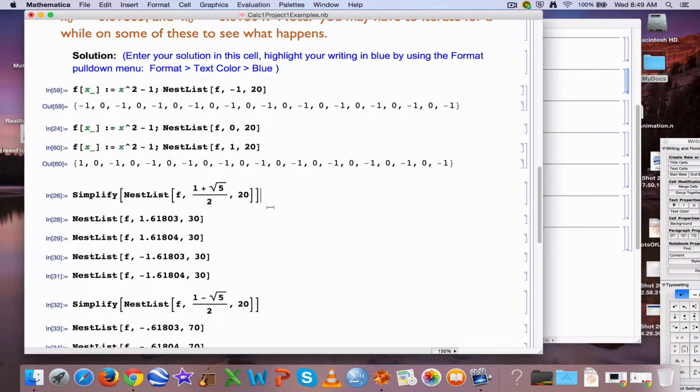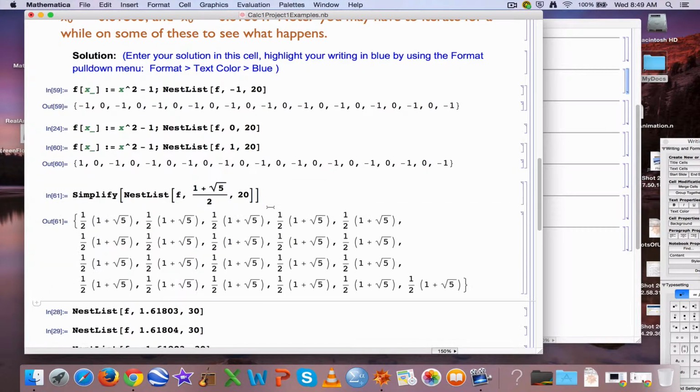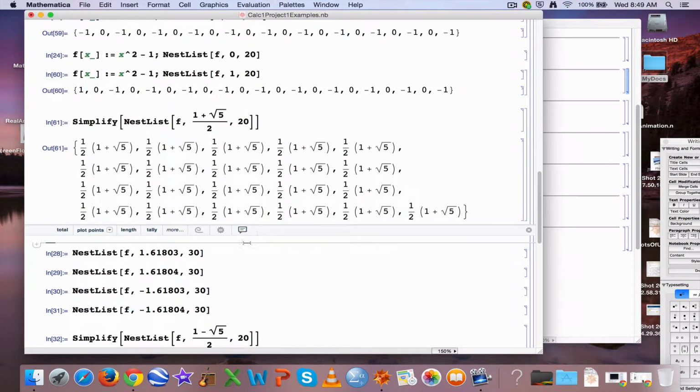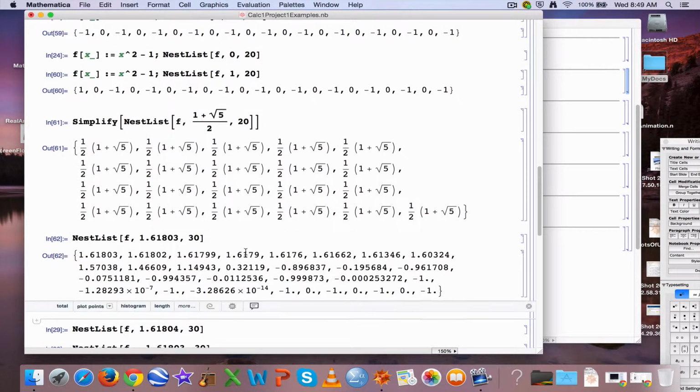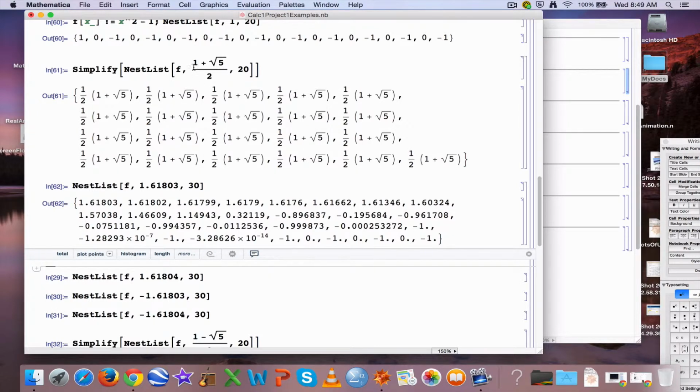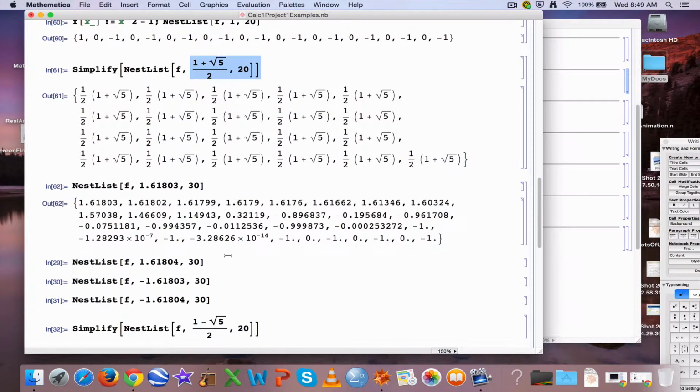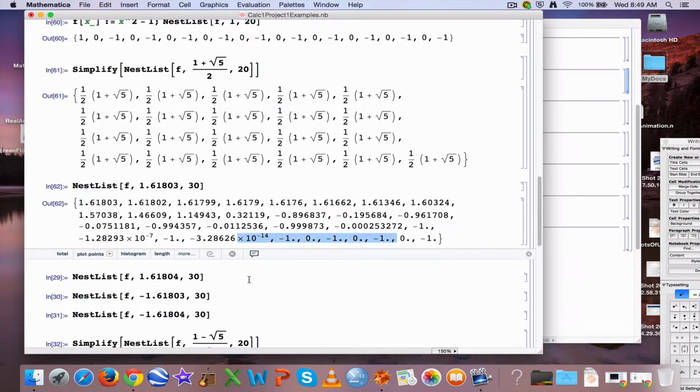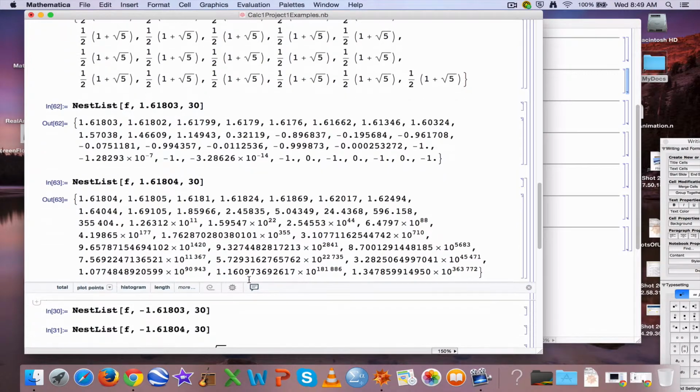When the seed was exactly 1 plus square root of 5 over 2, that was a fixed point. But seeds slightly different than that went away from that, so evidently 1 plus square root of 5 over 2 is a repelling fixed point. This one ends up going close to the 2 cycle between -1 and 0. This one goes off to infinity.